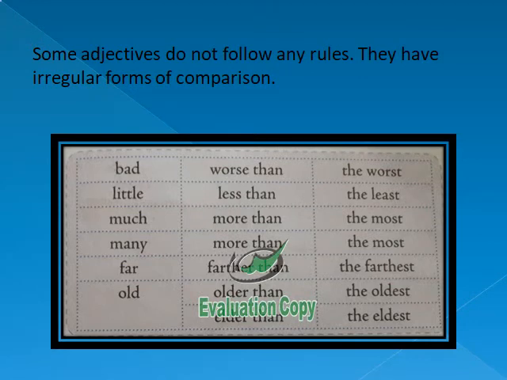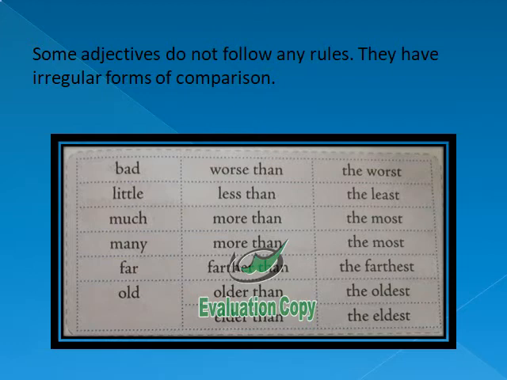Some adjectives do not follow any rules. They have irregular forms of comparison. Now bad. You don't say he's a badder. You say worse than the worst. He is the worst boy of the class. Okay. Bad, worse than, the worst.